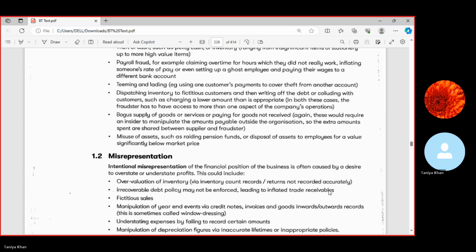Or services or paying for goods not received. Then misuse of assets, such as raiding pension funds or disposal of assets to employees for a value significantly below market price. In the company, there are certain assets, and those assets are being misused by the employees of the company. Like pension funds, or disposal of assets to employees. We are showing that some assets have been disposed of to the employees at a value less than market price. So these are certain methods by which there is misappropriation of funds or inventory.